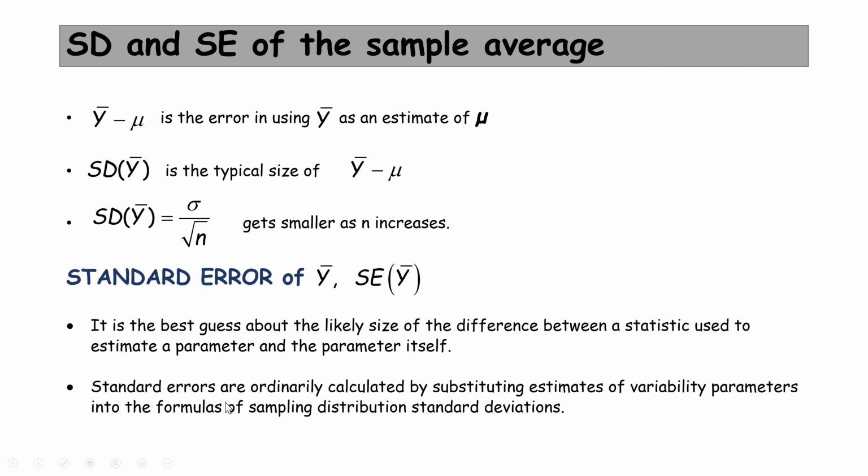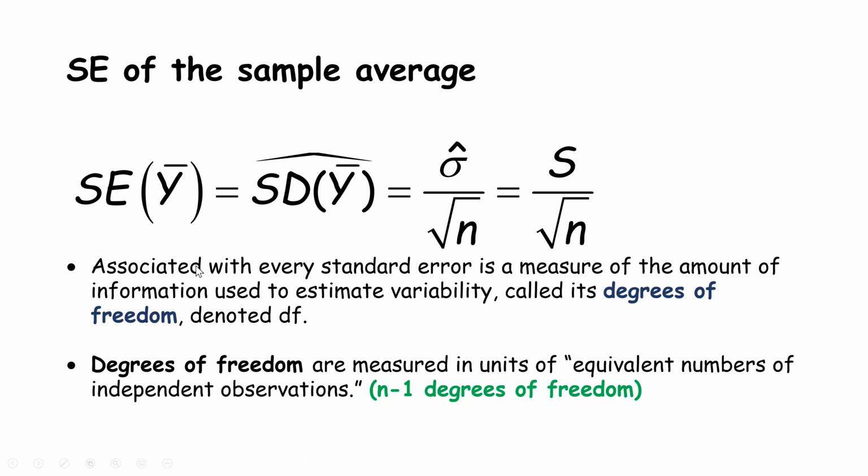Standard errors are ordinarily calculated by substituting estimates of variability parameters into the formulas, okay? For y bar, it is sigma over the square root of n, so we estimate sigma, usually with the sample standard deviation, capital S. And with that, there is a measurement that we need to report, which is the degrees of freedom associated with every standard error.